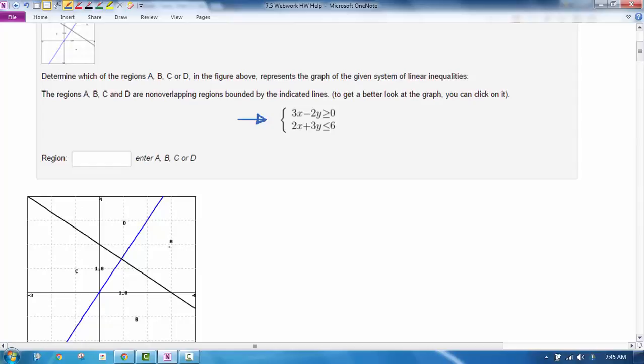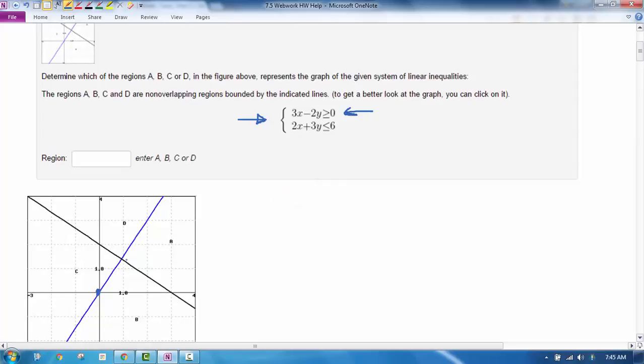Okay, so what I do is first determine what line is which. If you look at this first line right here, if you plug in 0 for x and solve, you get 0 for y. That's that point right there, so that's got to be the blue line. And then the second equation obviously is the black line.